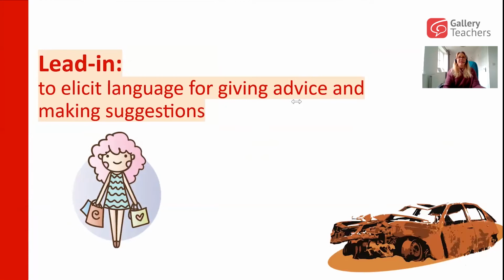Okay, so let's imagine we are teaching functional language for giving advice and making suggestions. So we could tell a story and have some little pictures here to help us make the meaning clear. So, for example, you could say, "Oh, I love shopping. I really, really, really love shopping. And, I really need to get to the shops. I'm desperate. But the problem is my car is broken down. So what am I going to do, students? This is a really terrible situation. What am I going to do?"